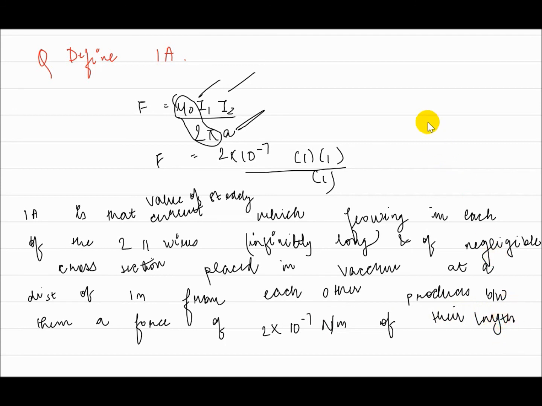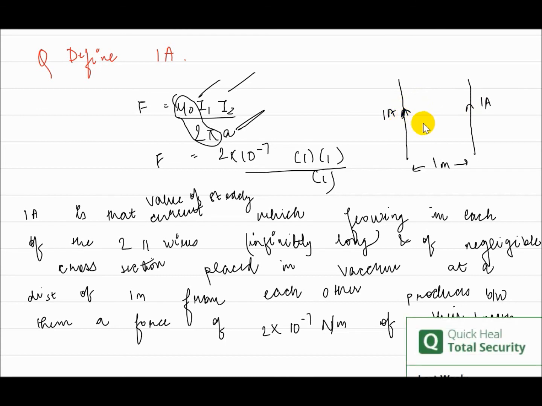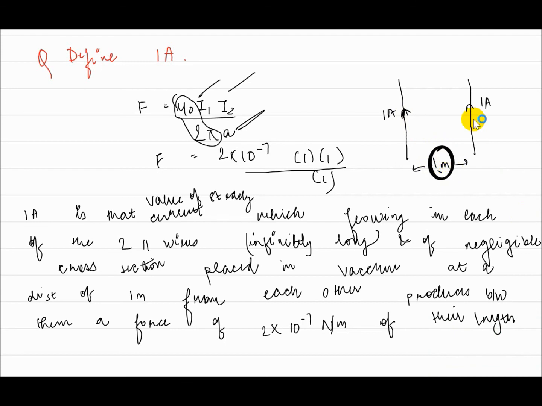So it says that if there are two parallel, infinitely long wires placed at a distance of 1 meter, and the current flowing in them is 1 ampere, in vacuum, then the force between these two wires will be equal to 2 into 10 to the power minus 7 Newton per meter. So this is the definition for 1 ampere.